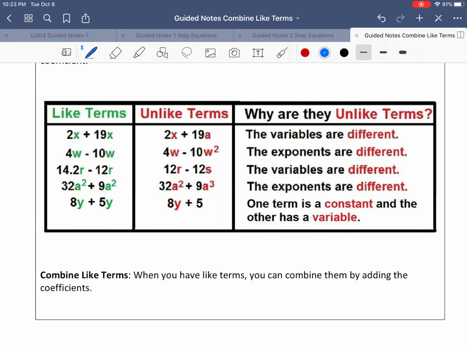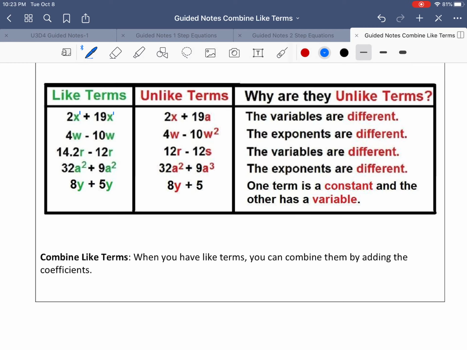So here we have 2x and 19x. Now if they don't have an exponent, we know that there's an invisible 1, right? So it has the same letter and it has the same exponent, which makes them like terms. But their coefficients are different. 2 and 19 are different numbers. Unlike terms would be 2x and 19a. And those are unlike because their variables, the letters, are different.